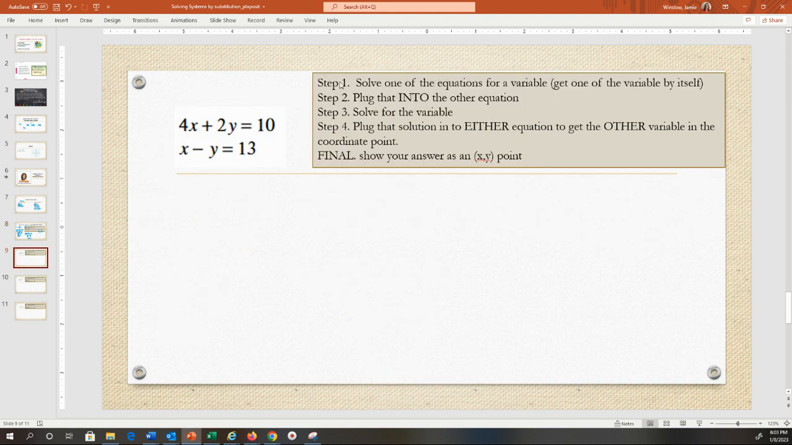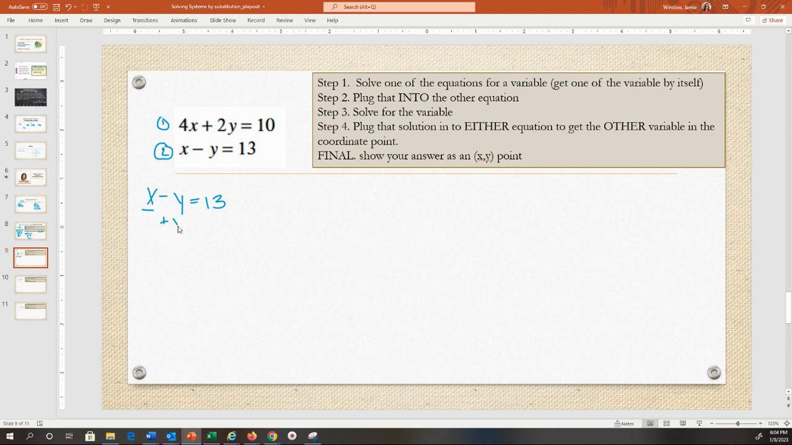Let's try another one. Step 1, solve one of the equations for a variable. So look, we have equation number 1 and equation number 2. It's totally up to you. Whichever your brain feels is going to be the easier one to get either x or y by itself. And you can do either equation and either variable. I'm liking equation number 2. It looks easier to me because there are no coefficients in front of the variables. So it'll be less math, right?